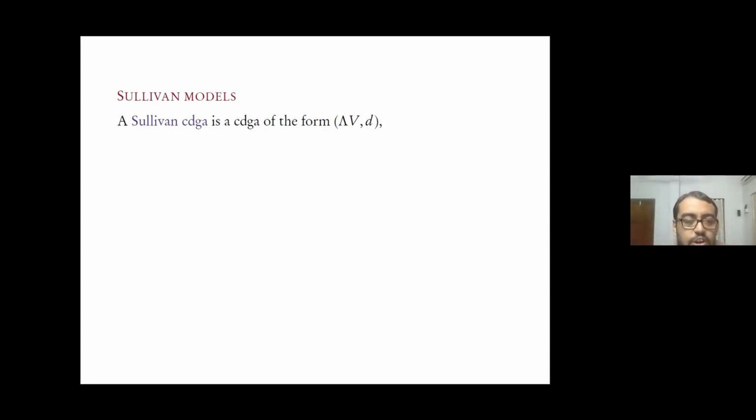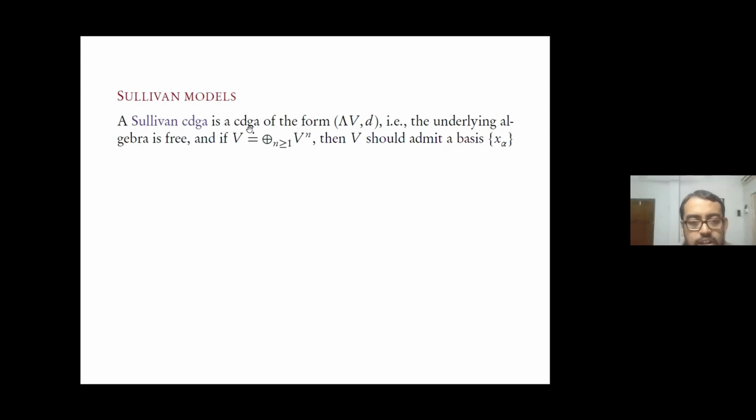So let's talk about what is a Sullivan CDGA. A Sullivan CDGA is a commutative differential graded algebra of the form wedge V comma D. If you recall our notation earlier, this is just a free commutative graded algebra. There's some underlying graded vector space V, and the wedge of V means symmetric on the V even and exterior on the V odd. The only thing is we have to talk about what this D is, and this D is going to be specially designed. The underlying algebra is free by construction, and the D has a specific property.